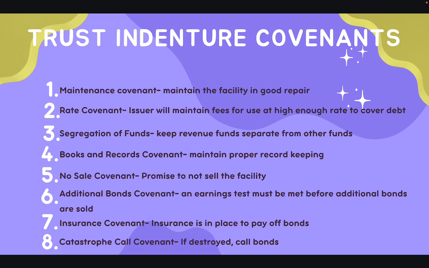So let's say they realize, oh, we raised a lot of money for this, but we're going to need more. Something happened and prices have gone up. We need additional bonds. And we promise if we ever need those additional bonds, then we're going to do an earnings test, and we're going to make sure that it's going to work out for us before we issue those additional bonds. Insurance covenant: we promise to have insurance in place to pay off the bonds if anything should happen. And catastrophe call covenant: we promise that if this thing is destroyed, we will call the bonds and pay our bondholders. Okay, these are the trust indenture covenants to make the bondholders feel safer about their riskier investment.